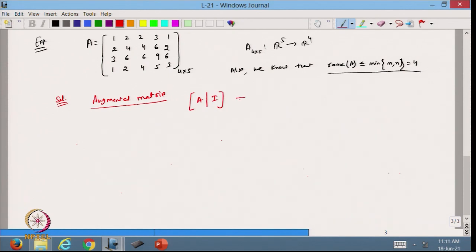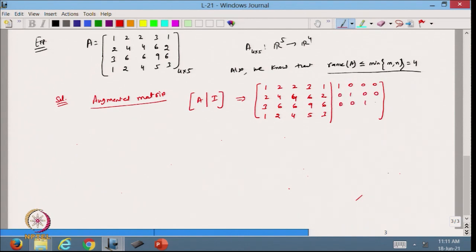So, from here this can be written as the matrix A with rows (1, 2, 2, 3, 1), (2, 4, 4, 6, 2), (3, 6, 6, 9, 6), (1, 2, 4, 5, 3). And now it has 4 rows, so I will write the corresponding identity matrix of order 4. So, here I am writing the identity matrix of order 4.